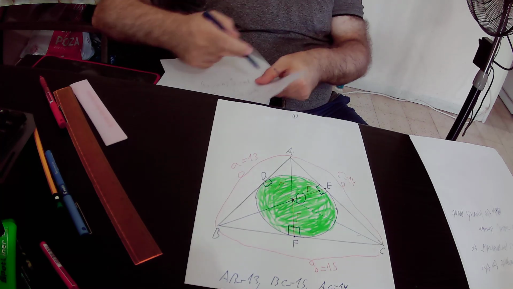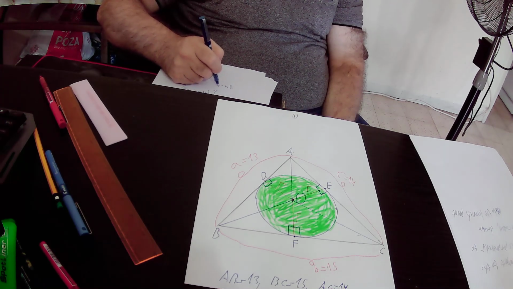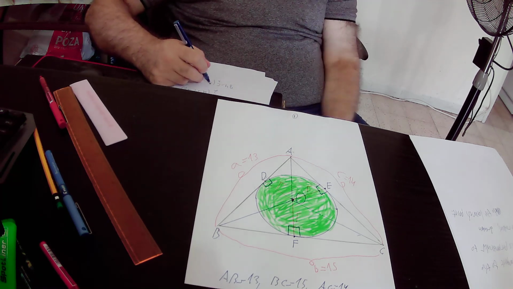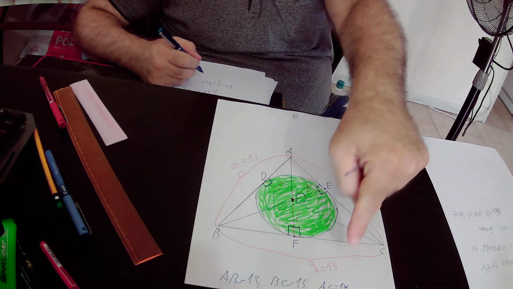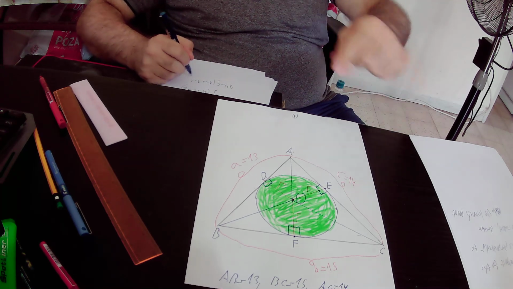But what is the value of A? A equals 13 units, B equals 15 units, and C equals 14 units.